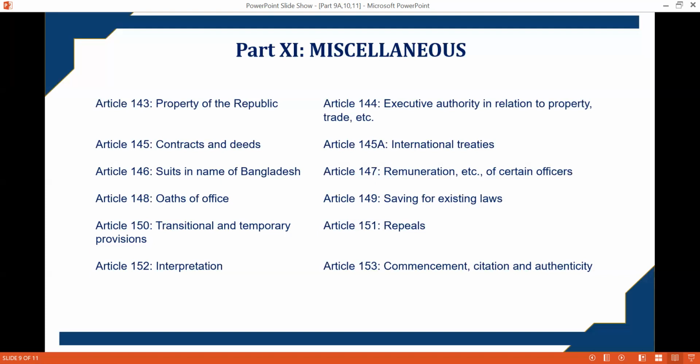Article 151 provides a list of presidential orders that stand repealed, and Article 152 provides a list of interpretations of the terminology used throughout the Constitution. Under Article 153, it is mandated that the Constitution shall commence on the 16th December 1972, and the Bengali and English versions of the Constitution shall be certified by the Speaker of the Constituent Assembly. And in case of conflict between the two texts, the Bengali text will prevail.